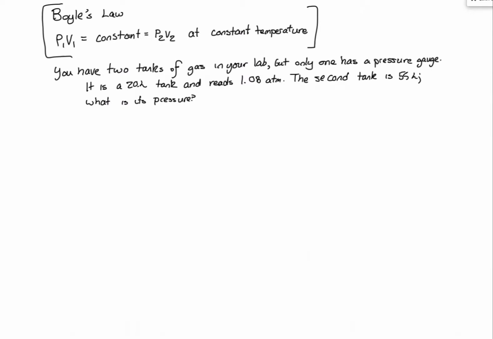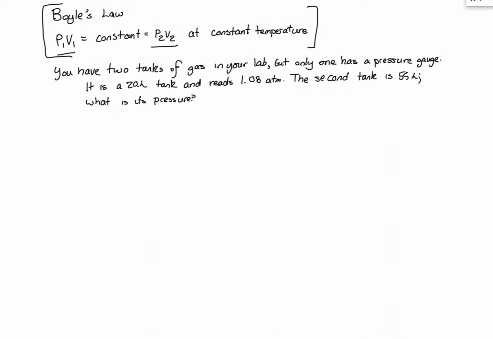I'm Sarah, and today we're going to be doing some problems with the 4 individual gas laws. We're going to start with Boyle's Law. Boyle's Law states that pressure times volume equals a constant at constant temperature, and that means that if you keep 2 containers of gas at the same temperature, the pressure times volume in one will equal the pressure times volume in the other. So let's apply that.